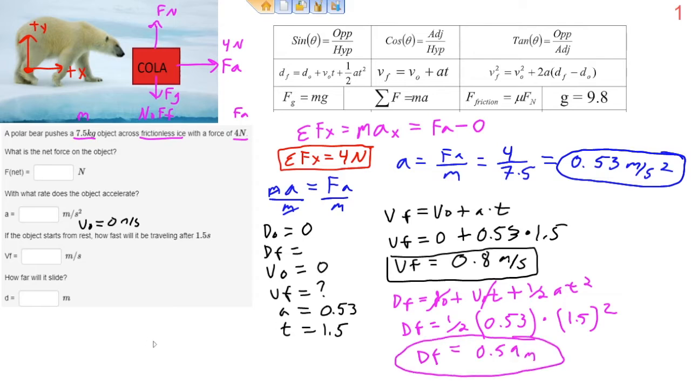meters. Therefore, the box, or the thing of cola, would have slid 0.59 meters, and it would have ended up with a final velocity of 0.8 meters per second after 1.5 seconds. The acceleration on that box was 0.53 meters per second squared, and the reason for that was because the box felt a net force of 4 newtons.